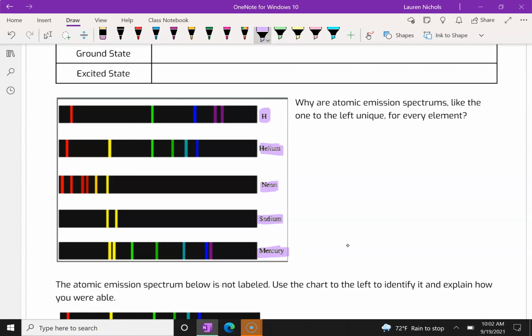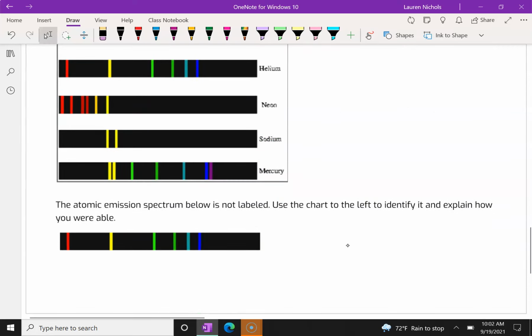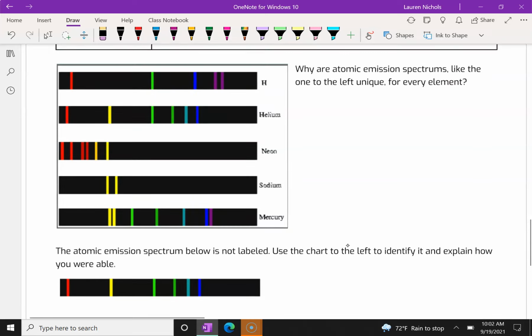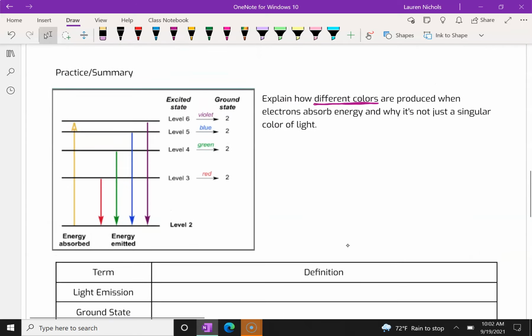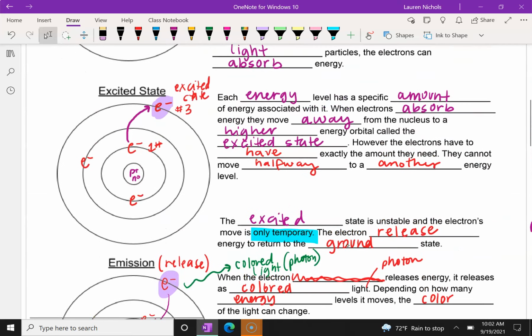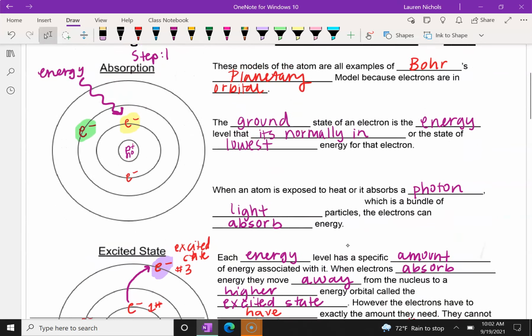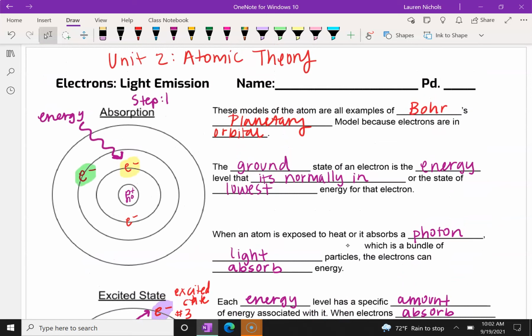So why are these unique? What about each element makes them unique? And then it wants you to take this one and match it to one of these up here at the top because it's not labeled. So you should be able to use it as a way to identify it. So you can work on that practice and make sure that you are using this explanation for how electrons emit light to be able to explain your flame test lab.